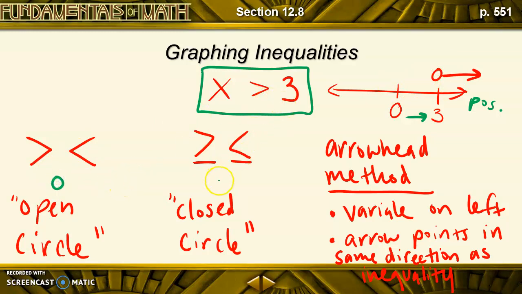If it had the option to be equal to, it would be a closed circle, where you just fill it in. And we're going to use the arrowhead method to graph this. The arrowhead method says that if you have the variable on the left, as in this case, we're going to have an open or closed circle based off of whether this has a line underneath it or not, and it's going to point in the same direction as the arrowhead. Notice that this is pointing to our right, and the arrowhead of our graph is pointing to the right.